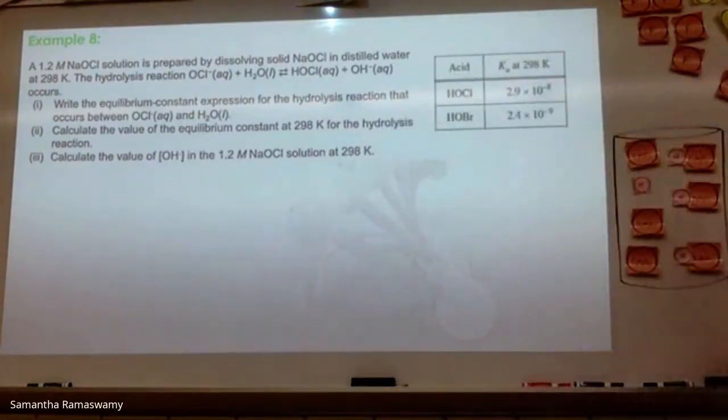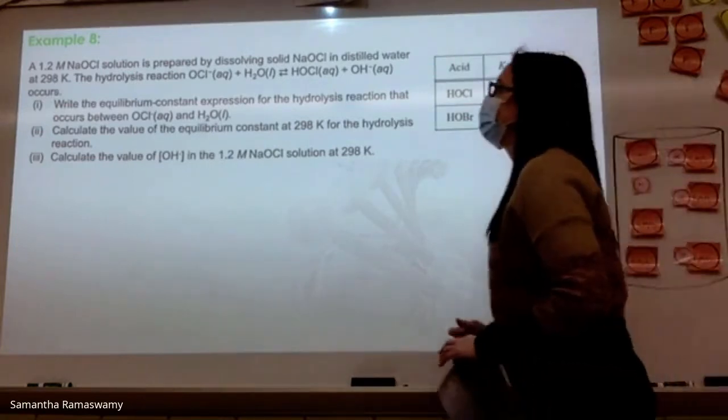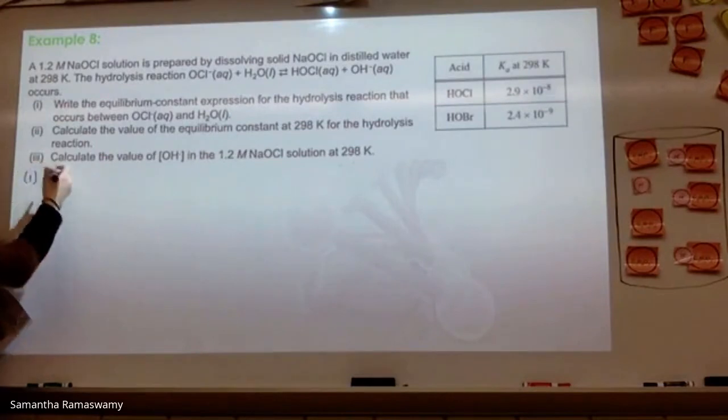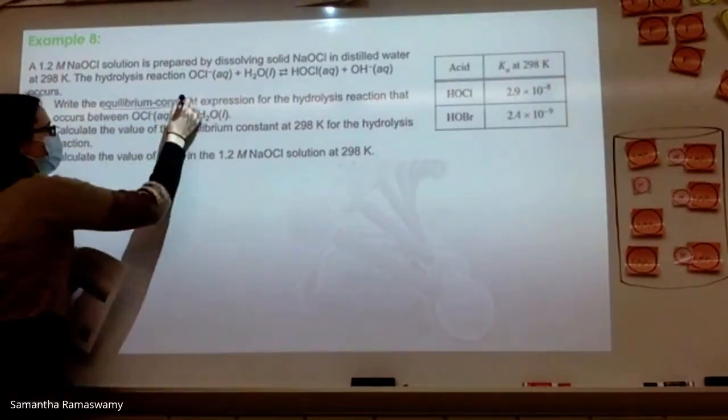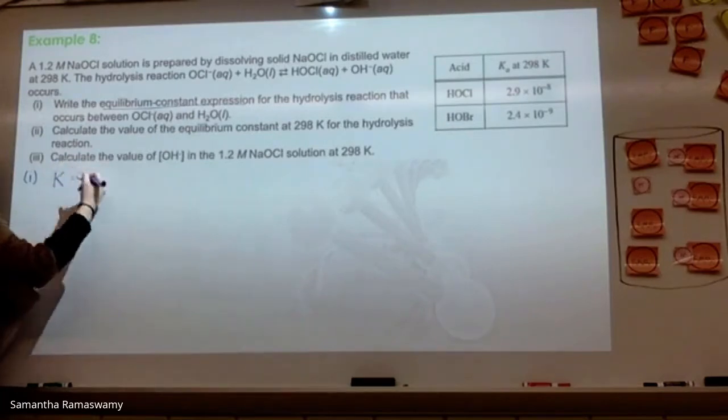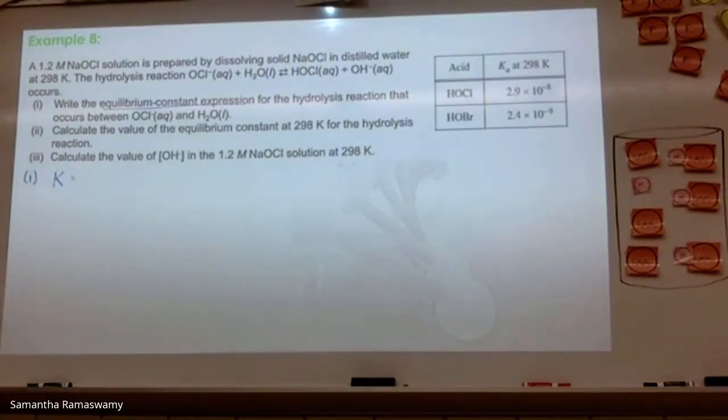The equilibrium constant expression, that is a K expression. Now we can be more specific with what K it is, but let's just write the expression first. This hasn't changed for the last two chapters. Products over reactants. And look at the hydrolysis reaction that they give us up here.